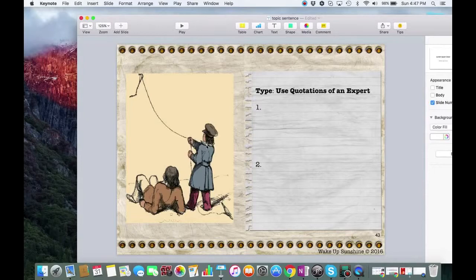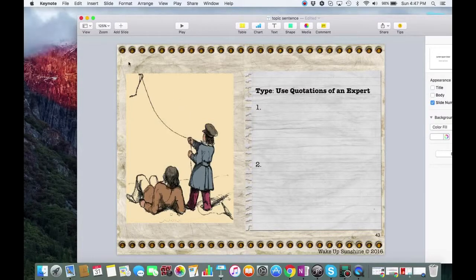Okay, now it's time for you to get some practice in utilizing the first topic sentence form that we've discussed, which is the use quotations of an expert. What you're going to do here is you're going to see a simple picture. You can infer from it what you want, but simply observe it, and that's what you're going to write your topic sentence in regards to.